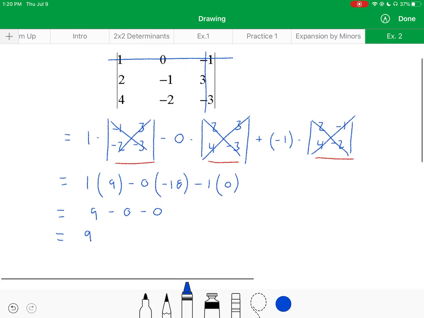Okay. Probably not the best example because you got all those zeros in there, but typically you'll have three numbers at that point to work with to then simplify down to this single value. And right there's your determinant.